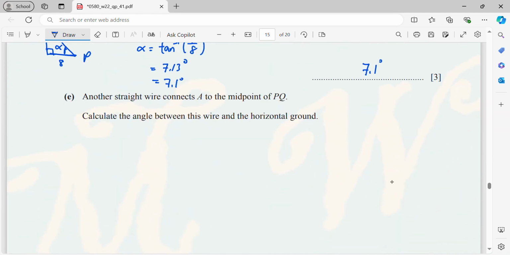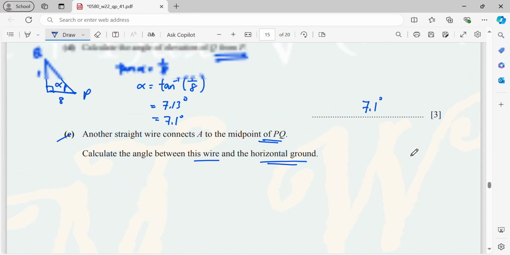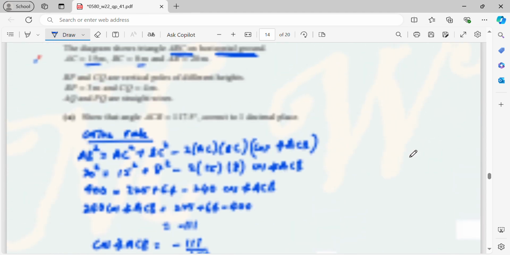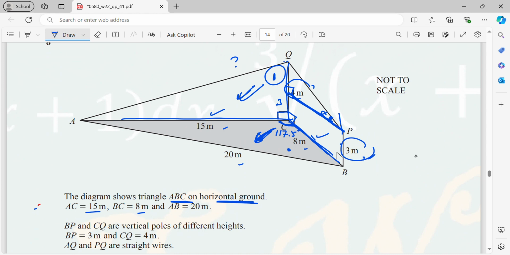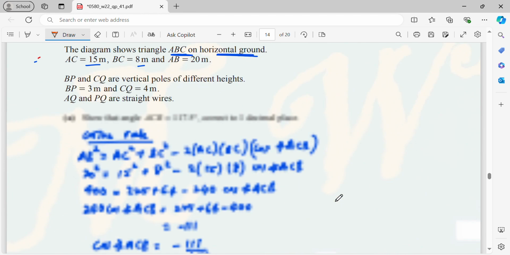Okay, now E: another straight wire connects A to the midpoint of PQ. Calculate the angle between this wire and the horizontal ground. Now, connect to the midpoint of PQ. Let's see, where is your PQ? So I will erase all this. Midpoint of PQ. PQ is over here. This is a midpoint. From A connected to M. So this is the M. And now you need to calculate the angle.